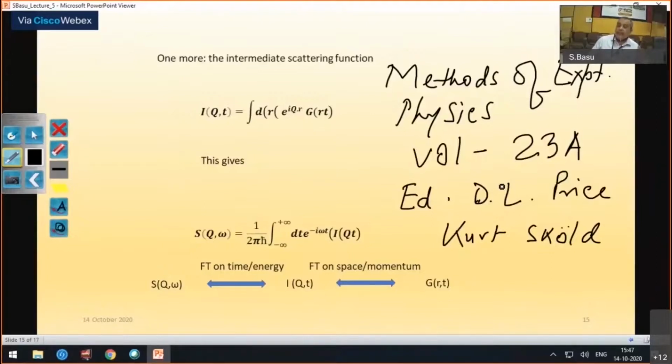Here, I have gone one step ahead, and this was shown by Leon Van Hove in a seminal paper in 1952, that if you talk about a G of r, t in real space, the double Fourier transform of G of r, t gives us the scattering law for a system.